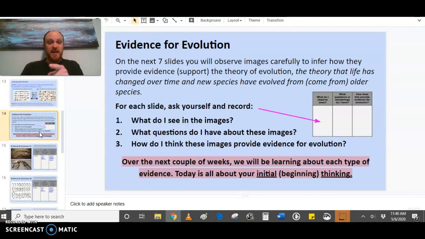Okay, what you're going to do in these next slides is observe the images. You're going to infer how they might support the theory of evolution, everything that I've talked about up until now.